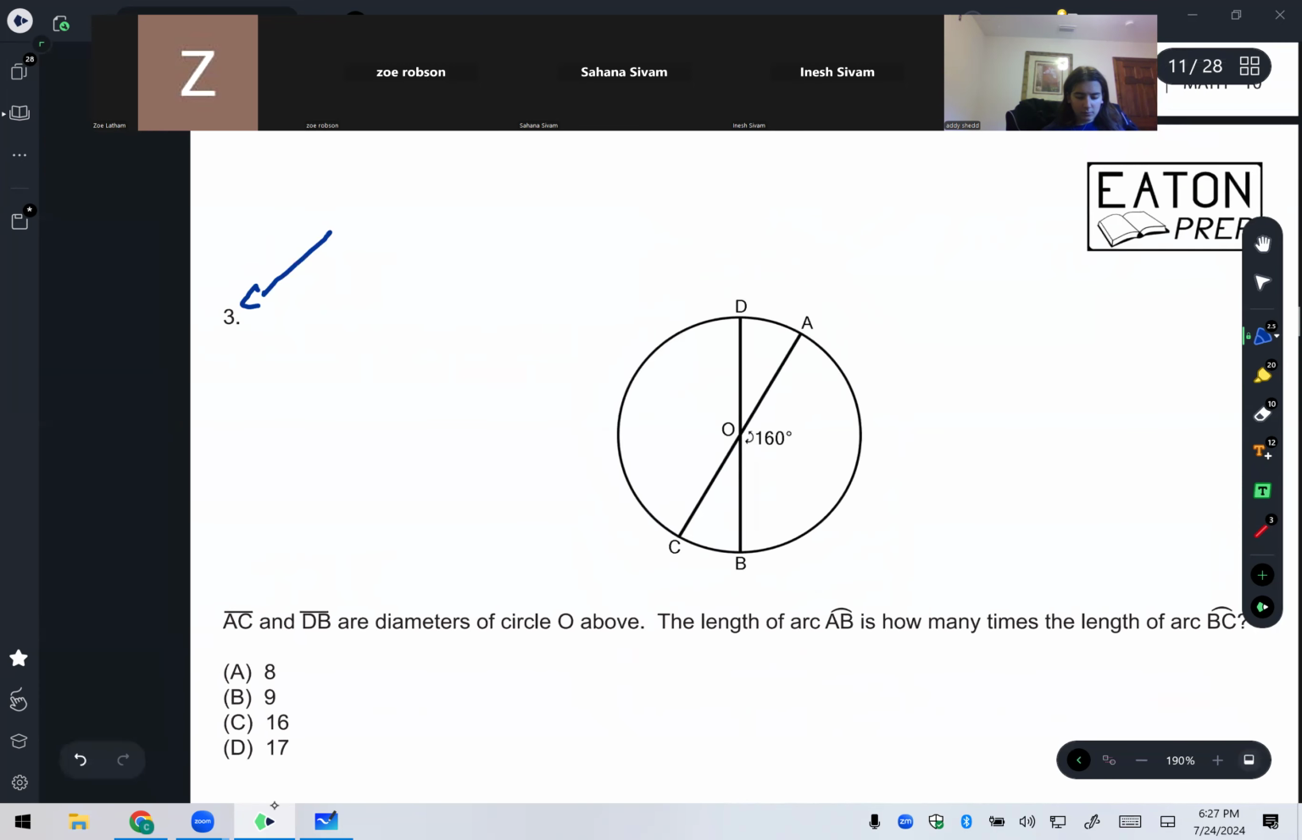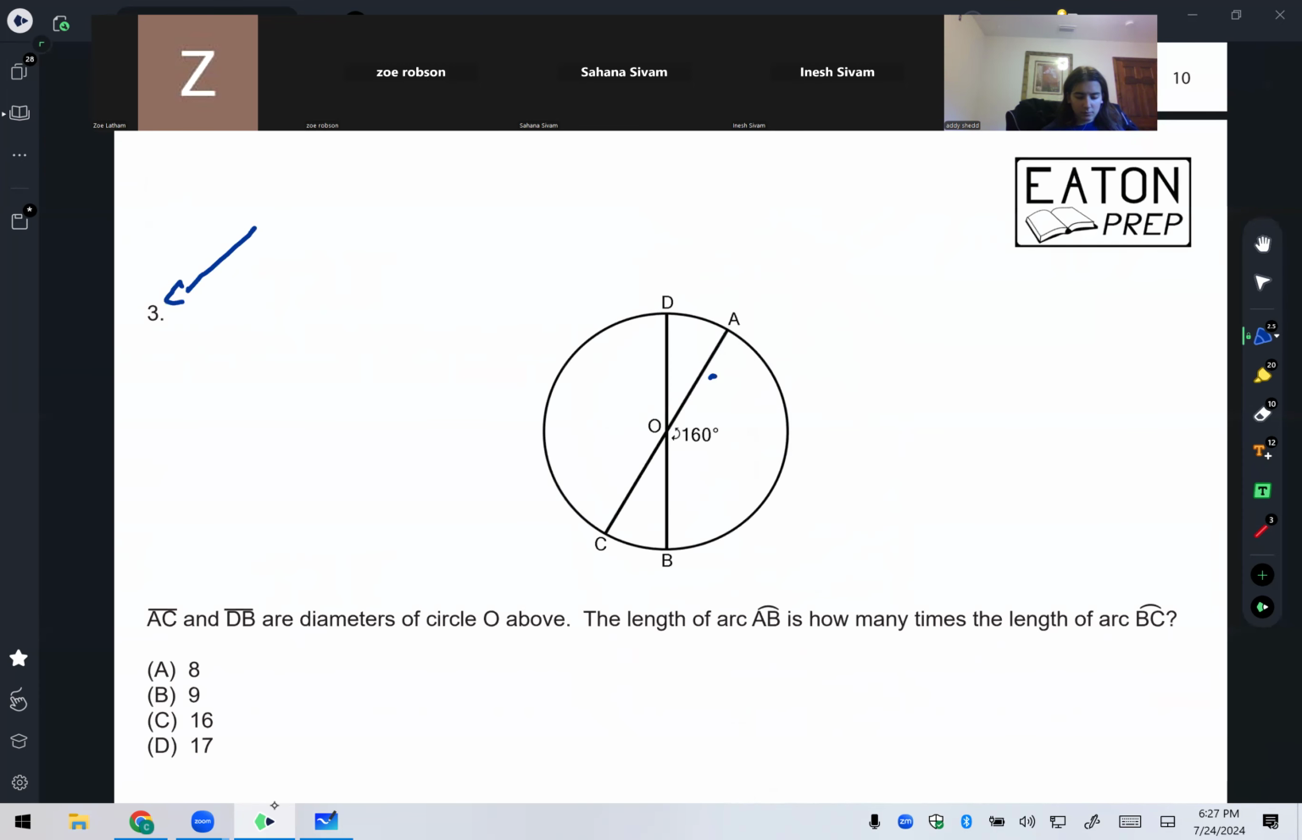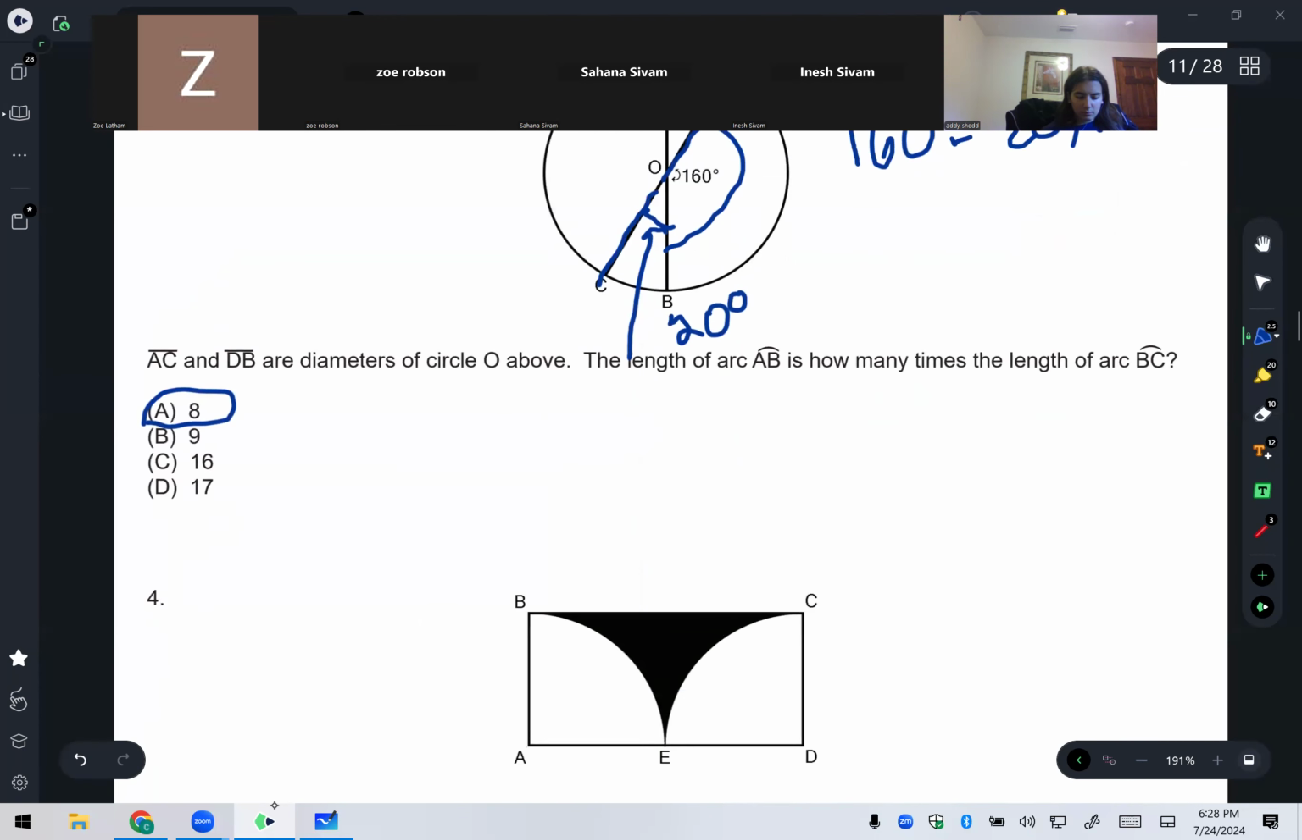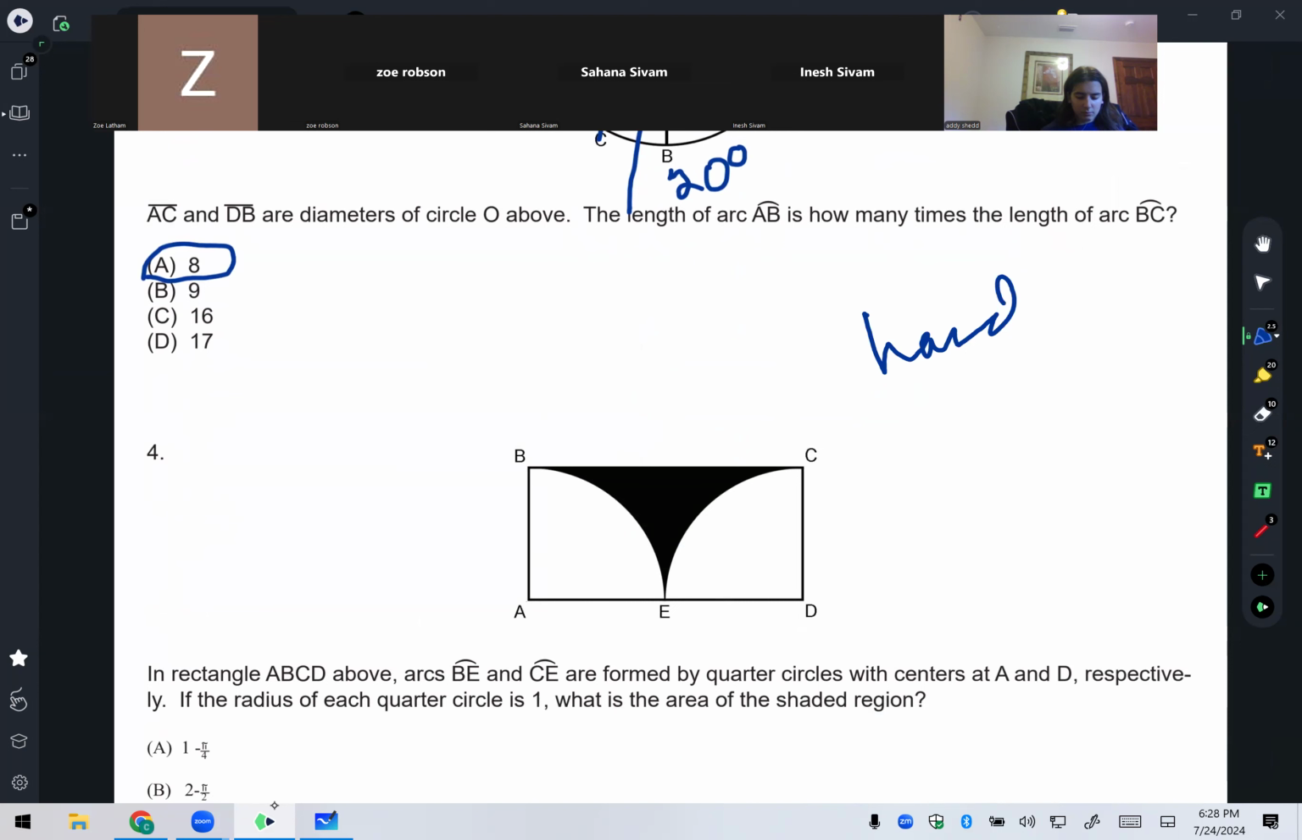Oh, I have to bring this down a little bit. So if this is 160 and every straight line is 180, that little angle is going to be 20. And so 160 is how many times 20? And so it would be 8. So again, I'm just trying to give you a little workout training in math. This one would be considered pretty hard.